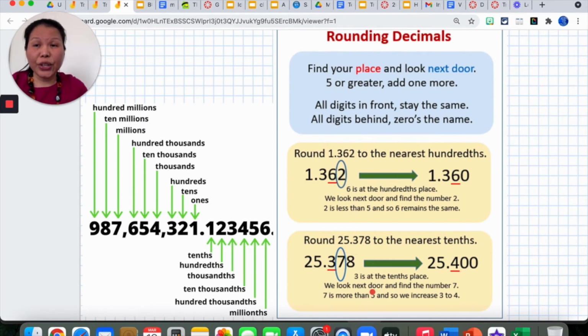And tenth is just one number behind the decimal. So the 3 is underlined. We look at the number on the right of the 3.